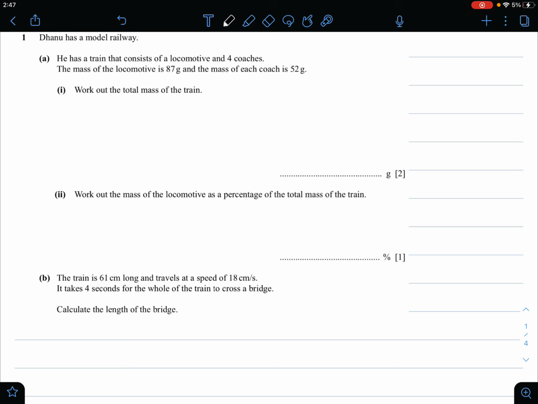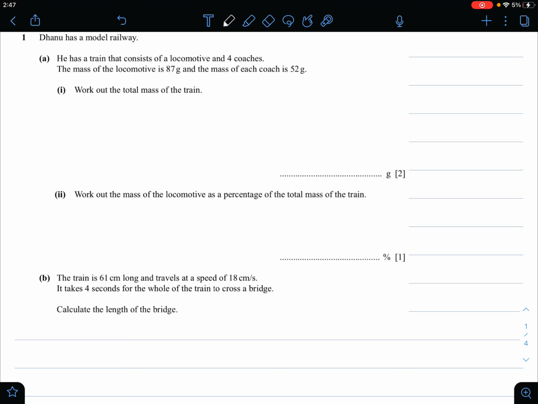So they are asking us to work out the total mass of the train, and they are telling us that the mass of the locomotive is 87 grams and the mass of each coach is 52 grams. And they are telling us that a train consists of one locomotive and four coaches.